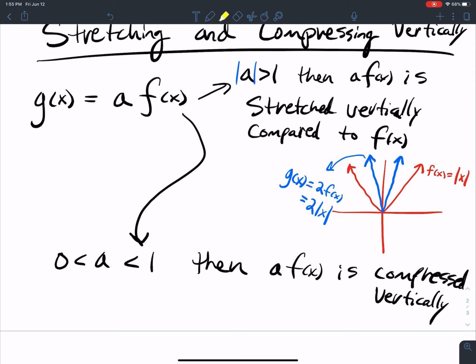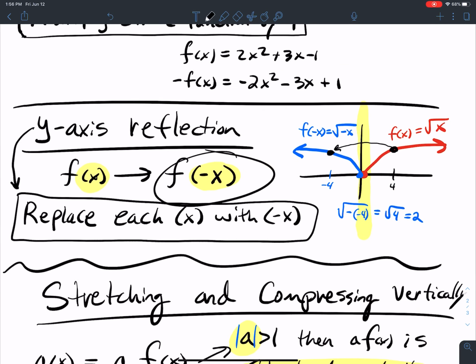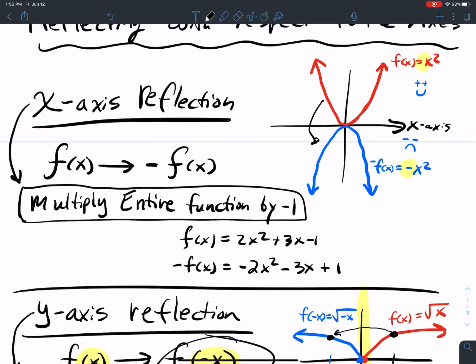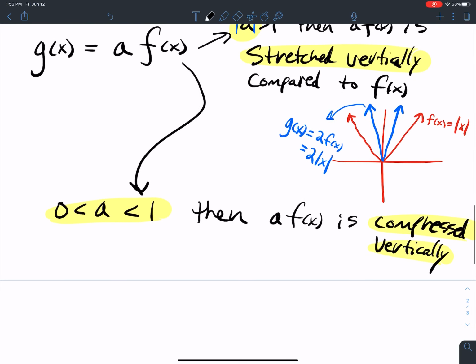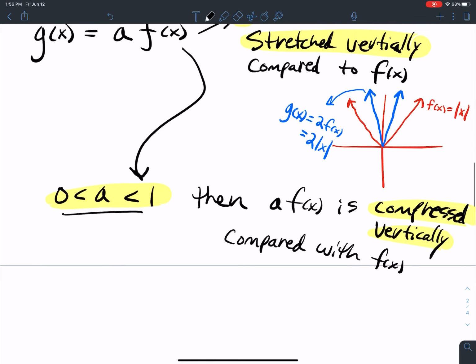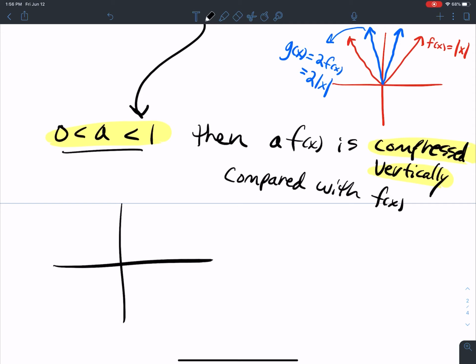So these are the words you're going to use. You're going to stretch vertically or you're going to compress vertically. If a is greater than 1, you stretch vertically. If a is between 0 and 1, you're going to compress vertically. That negative we're actually going to take care of in the reflection process, depending on how we're reflecting. And so if a is between 0 and 1, then I'm compressed vertically compared with f of x.